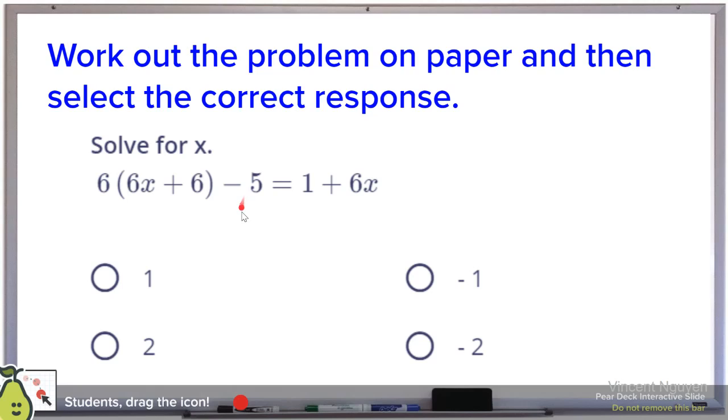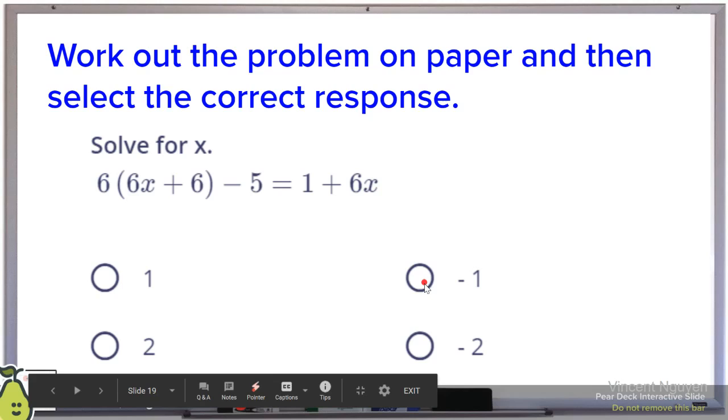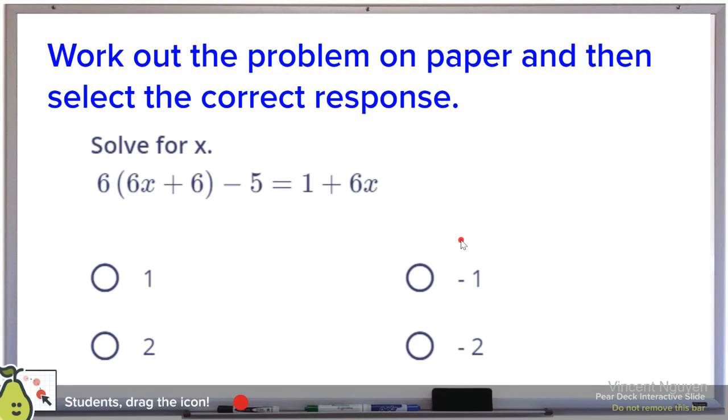And then we subtract the 30, or actually, yeah, 36 minus 5 is 31 actually. We subtract the 31 with the positive 1, we get negative 30. And then negative 30 divided by 30 is negative 1. So the answer to this problem should be negative 1. If you work that out correctly on your paper, the answer should be negative 1.